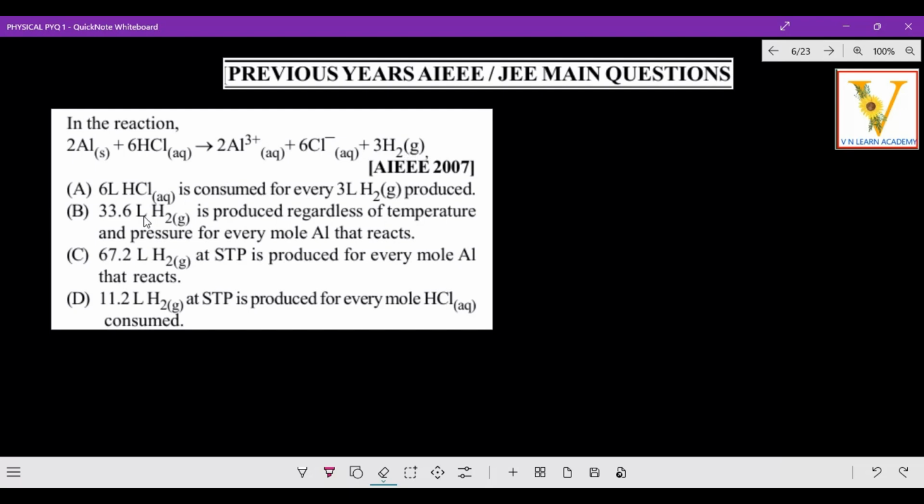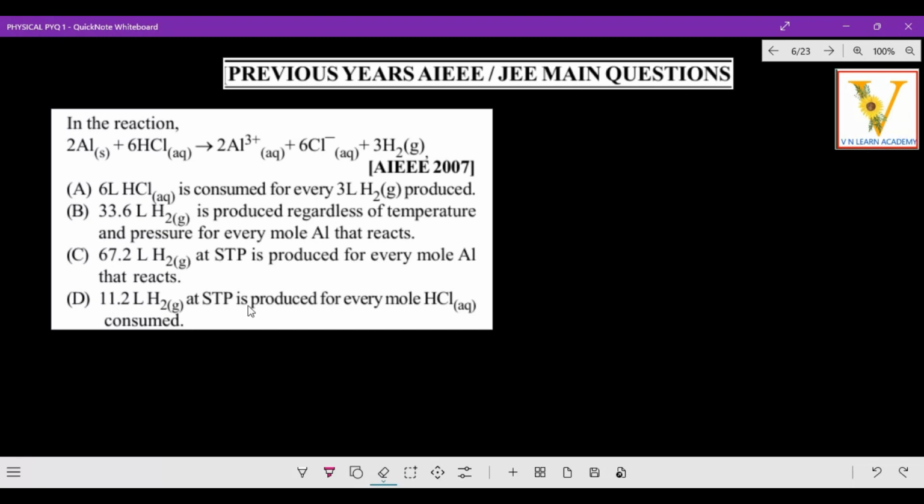Now they are asking which is the correct statement. Option A: 6 liter of HCl is consumed for every 3 liter of hydrogen produced. Option B: 33.6 liter of hydrogen is produced regardless of temperature and pressure for every mole of aluminium that reacts. Option C: 67.2 liter of hydrogen at STP is produced for every mole of aluminium that reacts. And the last option: 11.2 liter of hydrogen at STP is produced for every mole of HCl aqueous consumed.